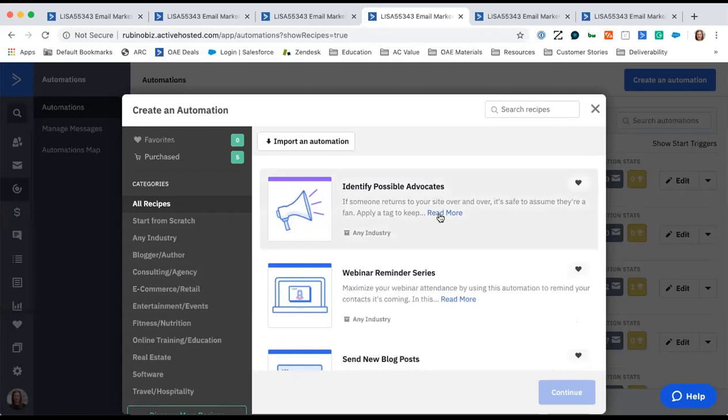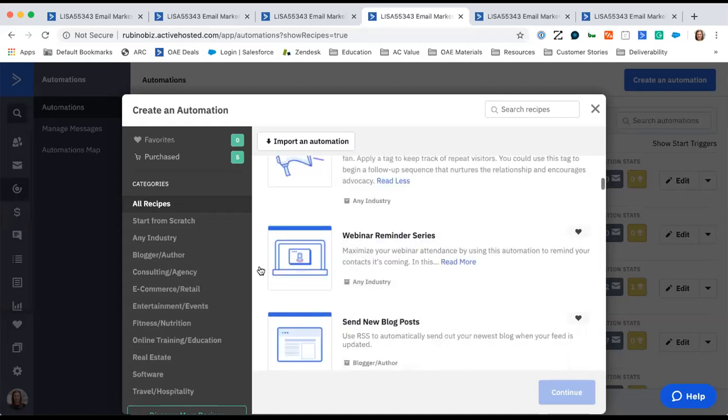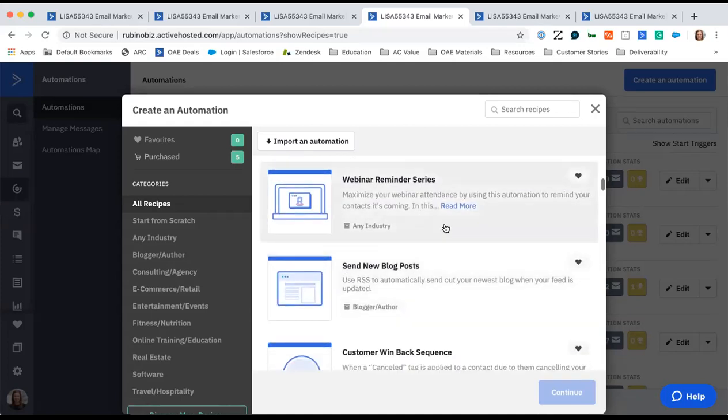I think this one I love, identify possible advocates. This is something that we can set up to track repeat visitors. Now, I'm not sure if anyone is doing webinars, but we do have automations built for webinars, and we do integrate with a ton of webinar tools. Something I didn't mention before, but we integrate with over 300 applications. We have quite a few native integrations as well. If there's other technologies that you're using, I would love to connect after this and talk about how we can connect them and start leveraging that data.